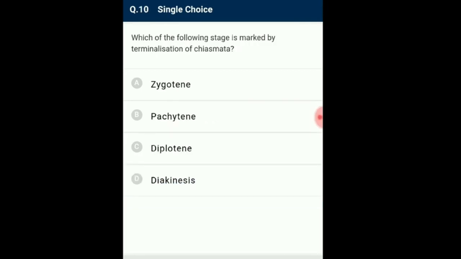Question number 10. The following stage is marked by terminalization of chiasmata. The first phase of meiosis 1 is prophase 1. It is further divided into 5 substages. Leptotene: during leptotene, condensation of chromatin material takes place. Second one is zygotene. Homologous chromosome pairing is seen in this stage. This is known as synapsis and it is facilitated by the formation of the synaptonemal complex. Third stage is pachytene. At this point, a tetrad of chromosomes is formed and this is known as a bivalent. Crossing over is also seen in this stage. Fourth stage is diplotene. The synaptonemal complex degrades and chiasmata formation is seen.